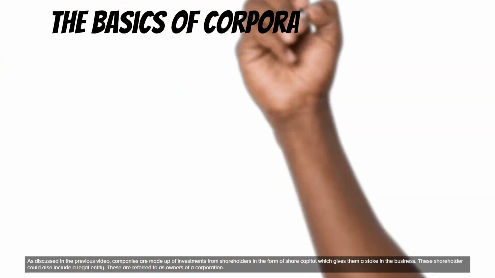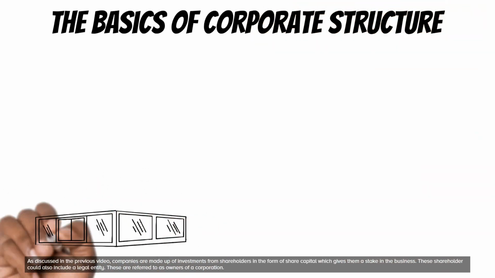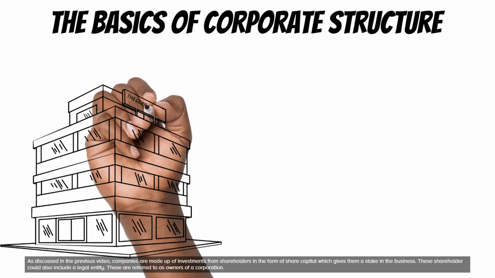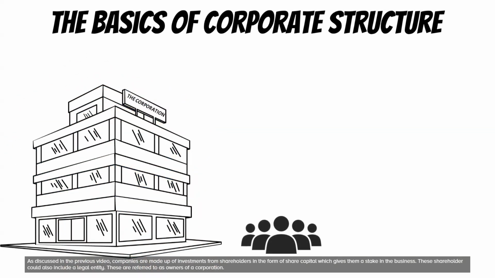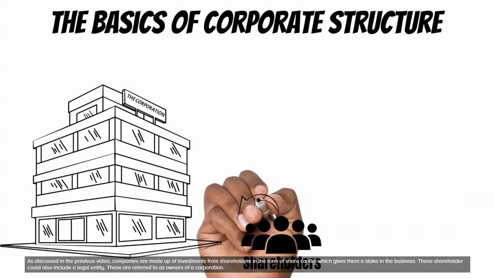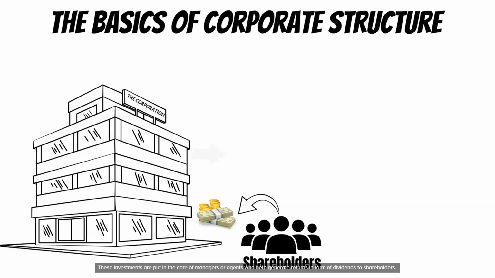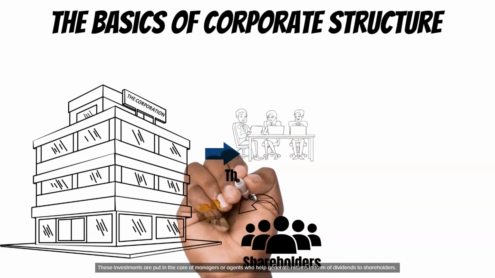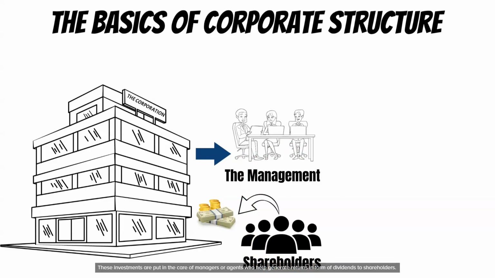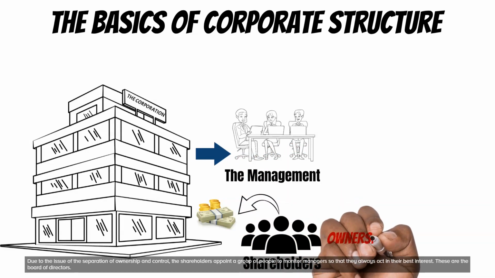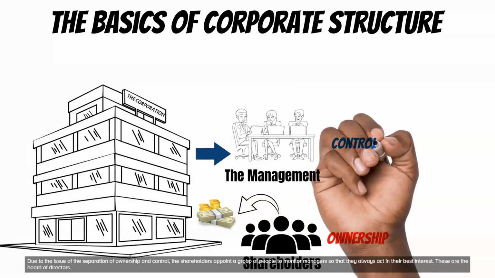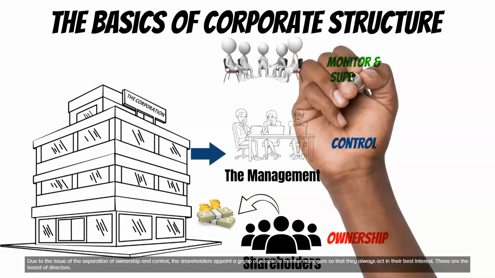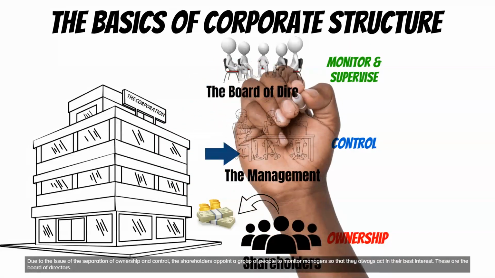As discussed in the previous video, companies are made up of investments from shareholders in the form of share capital, which gives them a stake in the business. These shareholders could also include a legal entity. These are referred to as owners of a corporation. These investments are put in the care of managers or agents who help generate returns in form of dividends to shareholders. Due to the issue of the separation of ownership and control, the shareholders appoint a group of people to monitor managers so that they always act in their best interest. These are the board of directors.